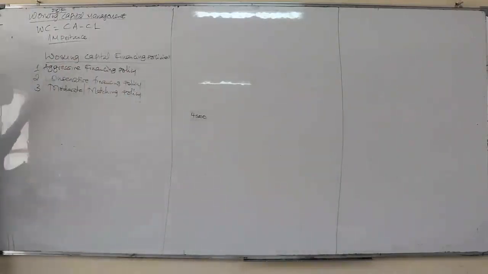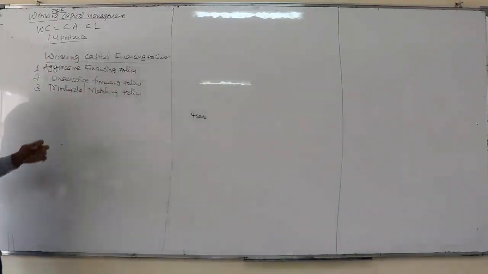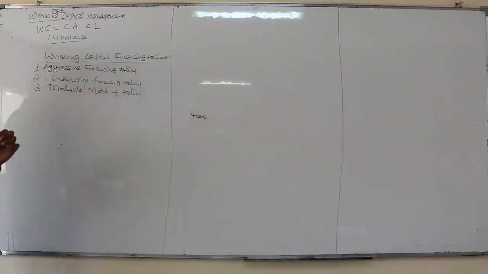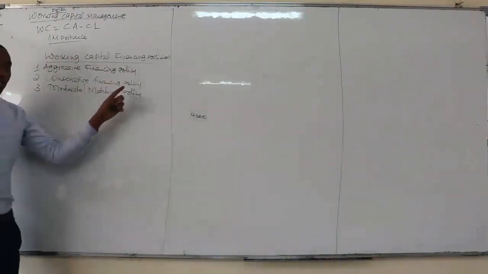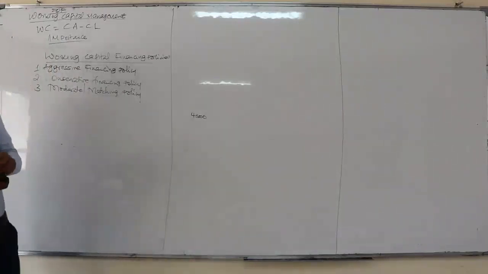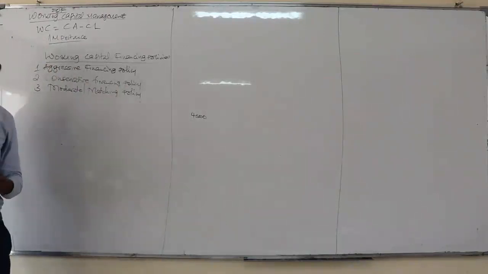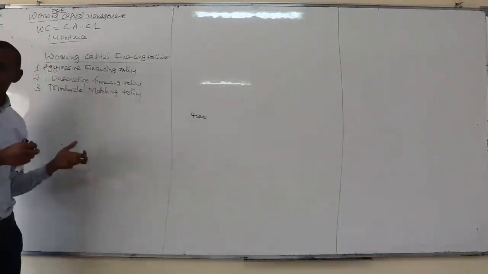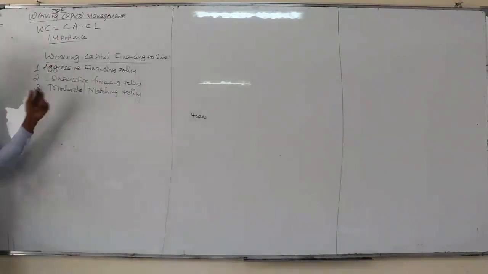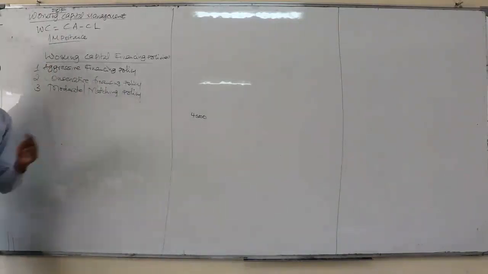Then number two, we have the conservative financing policy. The conservative financing policy is whereby the working capital items, both the permanent and the seasonal, are financed using long-term sources of finance. Are we together? And why are they financed using long-term sources of finance? Because long-term sources of finance are not risky. You can still have that money and invest on it. That is why the conservative financing policy is used, where the working capital items are financed using long-term sources of finance.